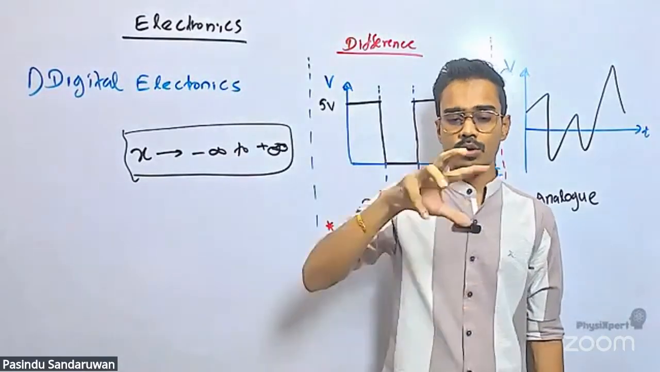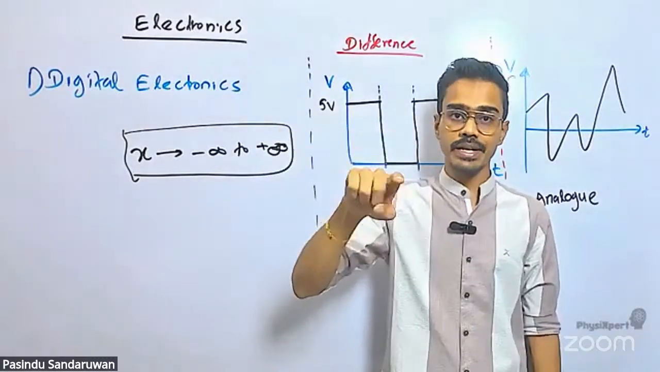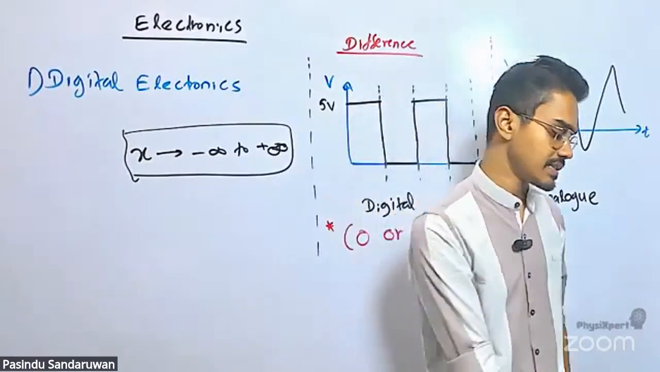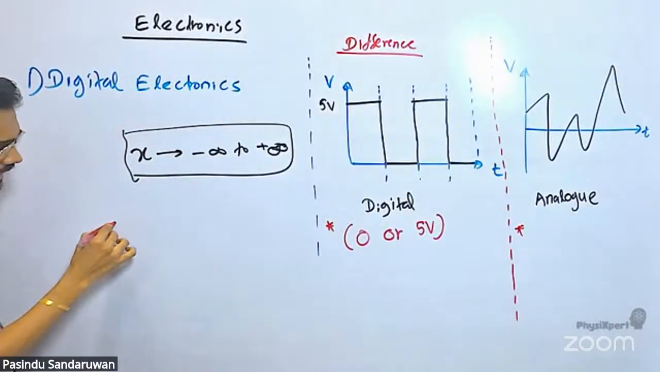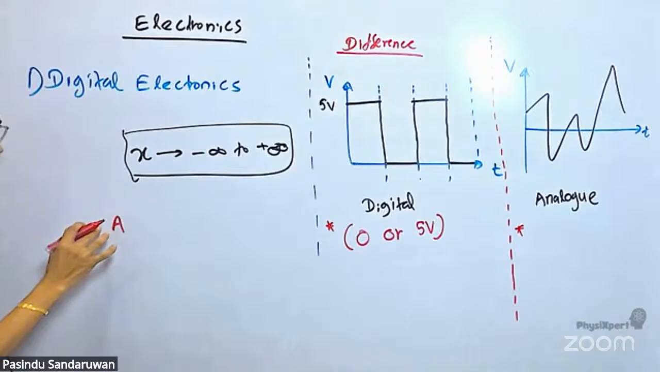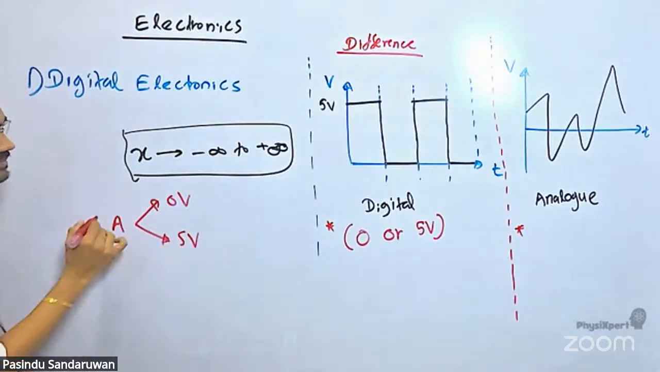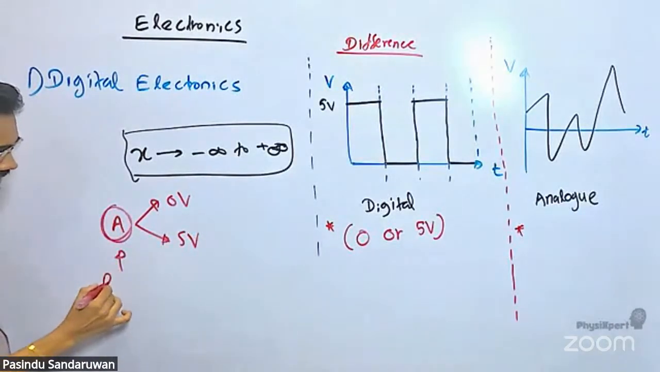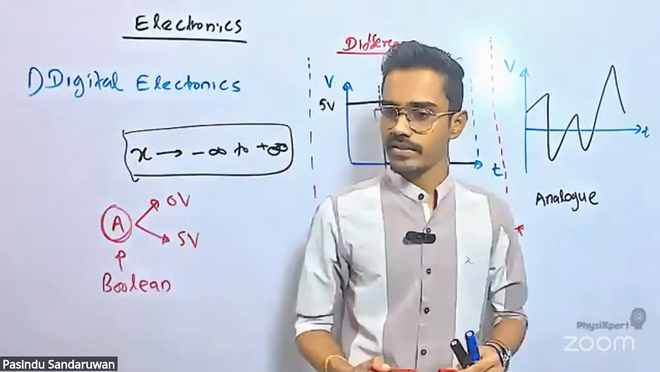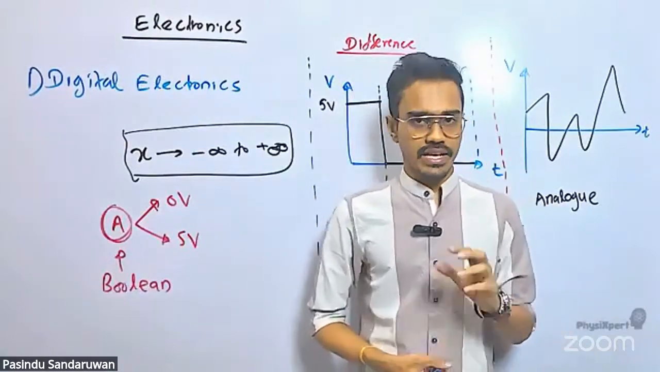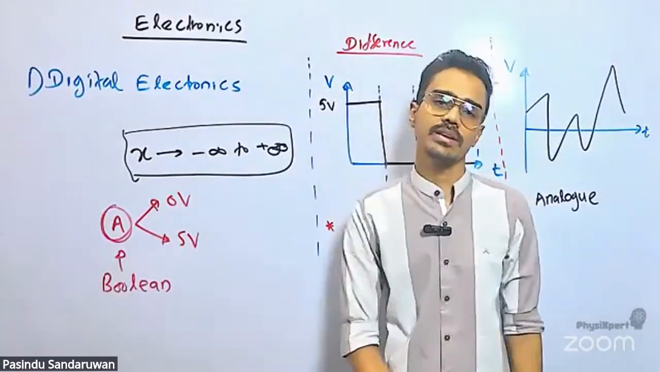We have only two values, either 0 or 5, voltage wise. For our mathematical and logical aspects, we are going to convert these voltage values into logical values. So let's see how that is done. Say we have a variable A in digital. It can have only two values, either 0 or 5. Such variables are called Boolean variables. Boolean means a digital variable. Digital means a binary variable. Boolean means binary variables.